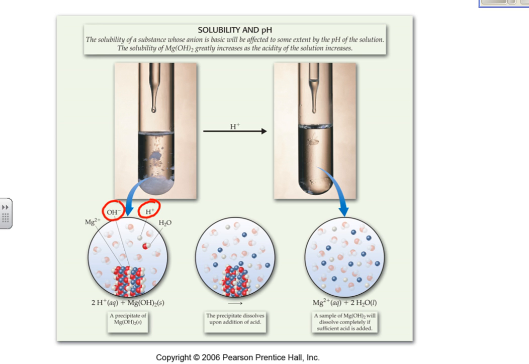And so you can see that if we keep adding more acid, we keep reacting with the hydroxide, and it keeps shifting over, so more and more of the magnesium hydroxide will dissolve, until eventually, if we added enough acid, we would have all magnesium ion in solution and none of the magnesium hydroxide solid.